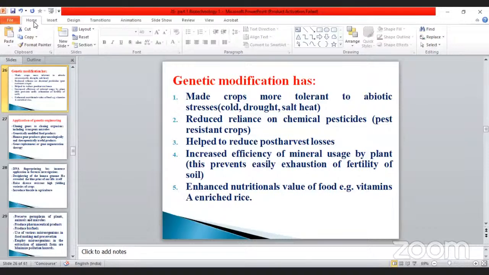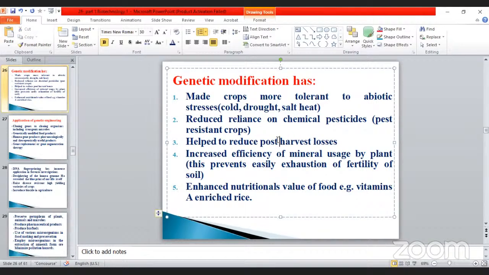What are they? See that one. Make crops more tolerant to abiotic stresses: cold, drought, salt, and heat. Second one is to reduce the reliance on chemical pesticides. Third one is to help reduce post-harvest losses. And increase the efficiency of mineral usage by plants. Suppose some of the plants do not utilize minerals completely, isn't it? We have to increase the usage by the plant. And they also enhance the nutritional value of food. Not only that, vitamin A enriched rice, carotenoid rice, and so many things are there.